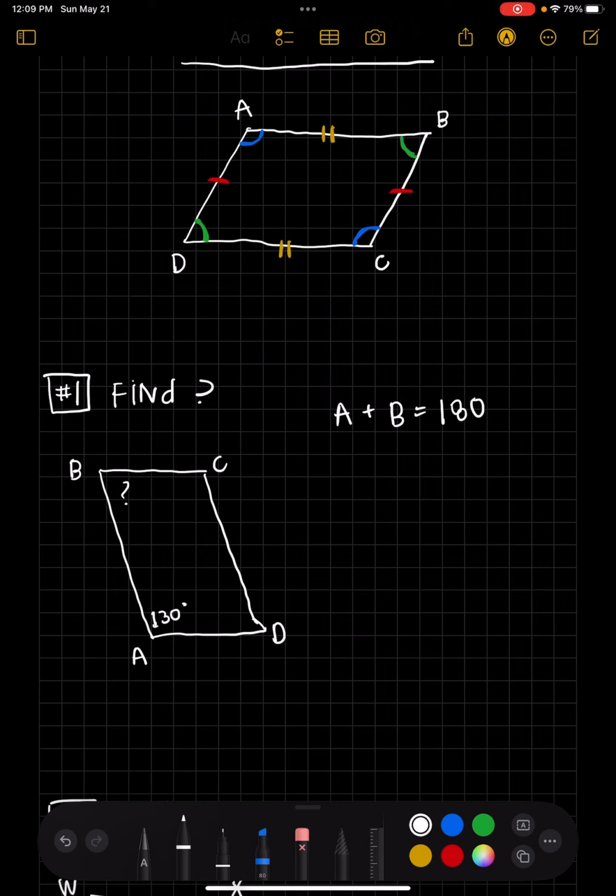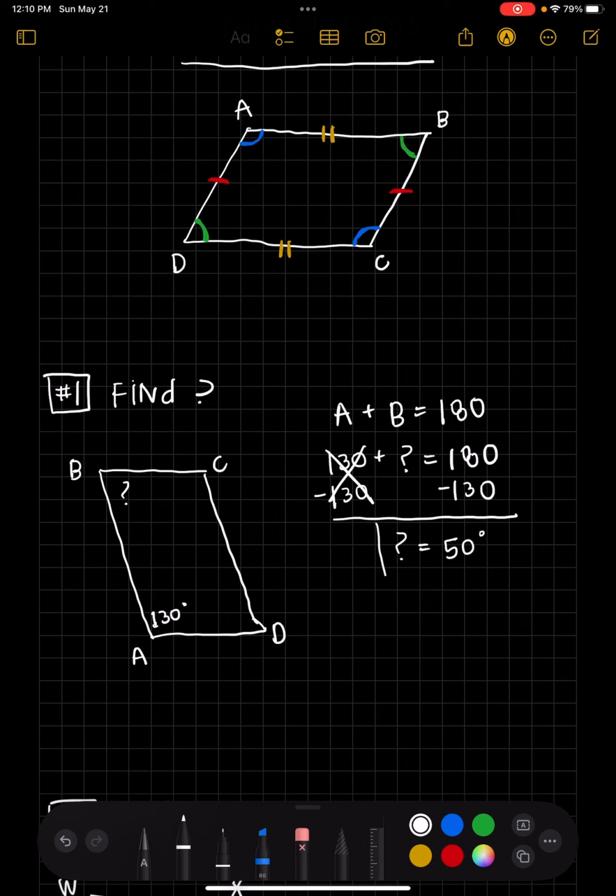Now that I know that, what I can do is replace angle A and angle B with what I know. So angle A is 130 degrees, and angle B is the question mark that I'm looking for. That's equal to 180. Now I can solve that like a normal equation where on each side I would subtract 130 to get the question mark by itself. The 130s cancel out over here. We're left with question mark is equal to 180 minus 130, which is 50. So I know that that angle is 50 degrees.